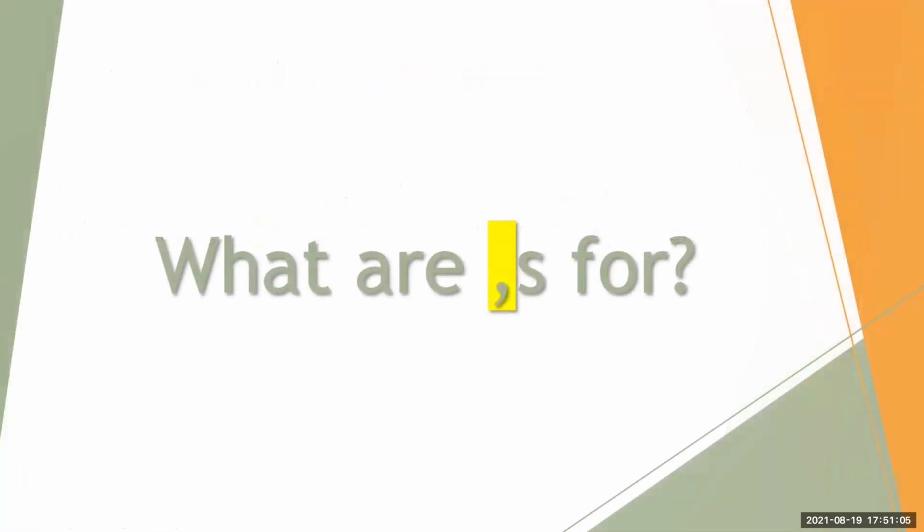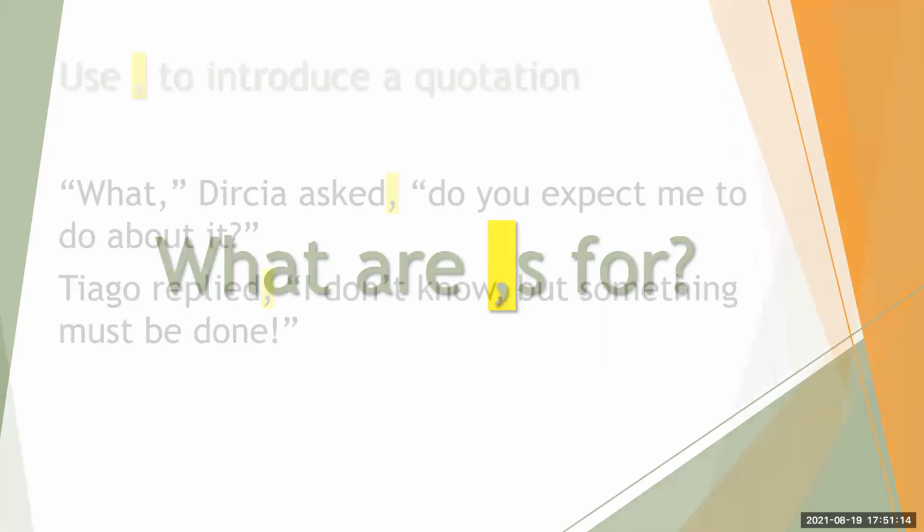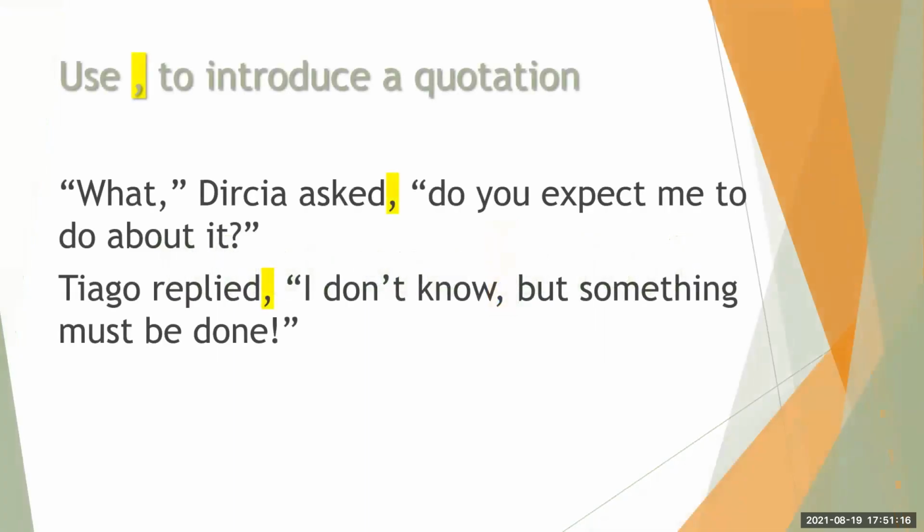What about the comma? So the comma is like the apostrophe, but it is at the bottom of the line and not the top, not floating at the top of the line. You use commas for quite a lot of things. You use commas to introduce a quotation. What, Dersia asked, do you expect me to do about it? So you see that the comma is introducing a quotation, which is you're repeating what Dersia said to Tiago. And Tiago replied, I don't know, but something must be done. Okay, so use commas to introduce a quotation.